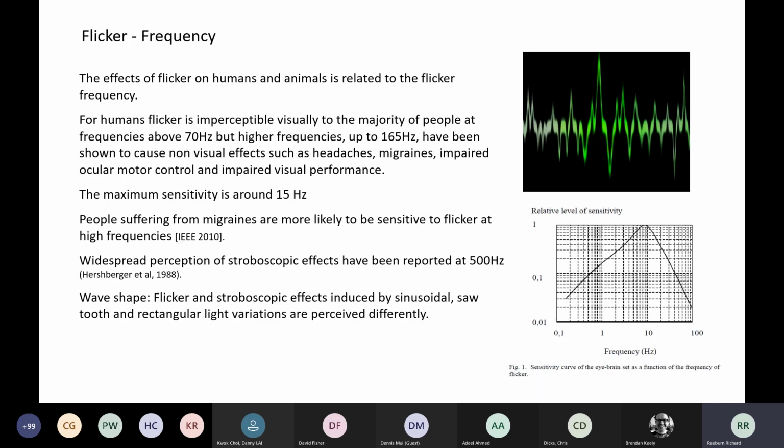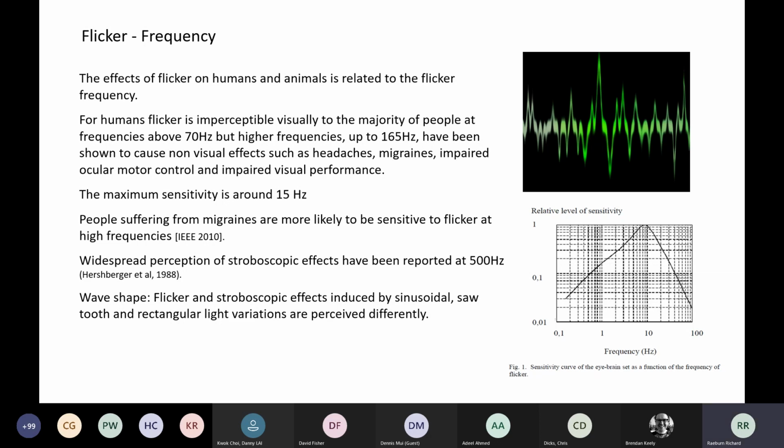However, measurements of electroretinograms indicate that even up to frequencies of 200 hertz, they can still see responses to 200 hertz of flicker as well. Turns out that the maximum sensitivity is around 15 hertz.